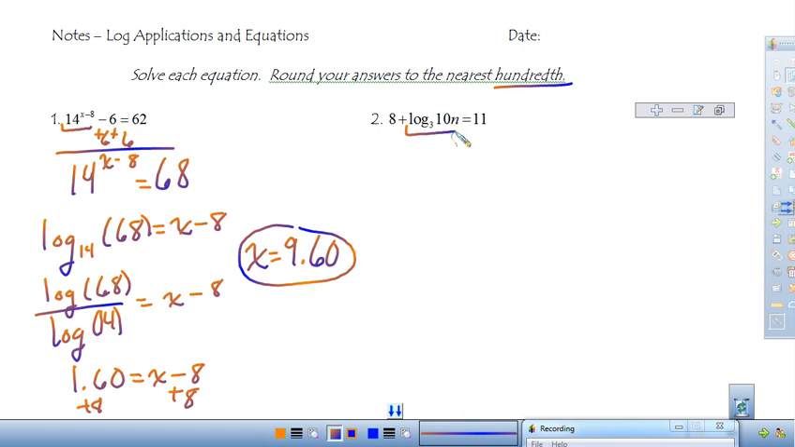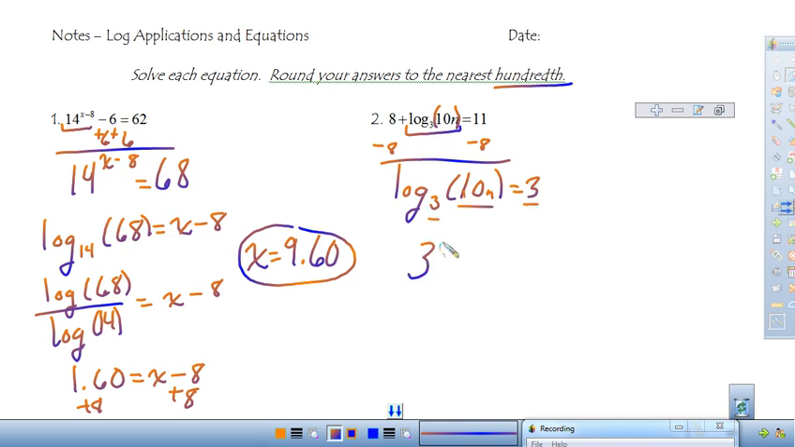We're going to isolate this logarithm, so it looks a little confusing without the parentheses. I really like having the parentheses in it. But we're going to subtract 8 from both sides, and that's going to give us log base 3 of 10n equals 3. And then this one we're going to have to convert into an exponential so we can get the n by itself. So 3 to the third equals 10n. 3 to the third is 27. And when we divide both sides by 10, we get that n equals 2.7.